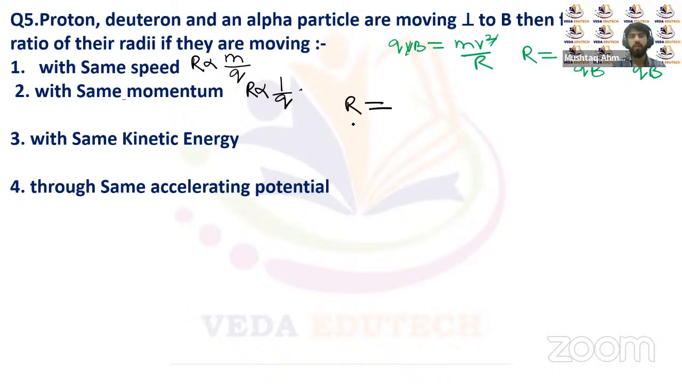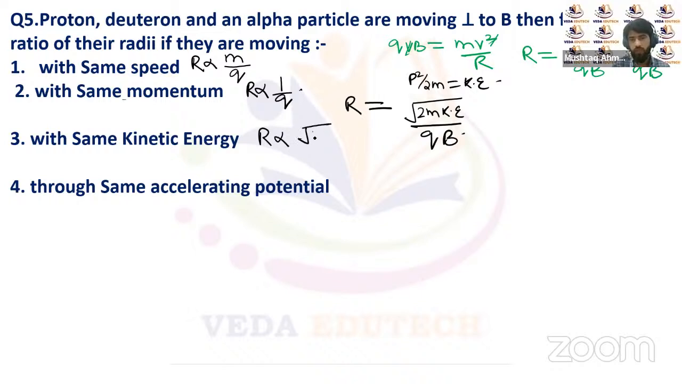We know the relation between the kinetic energy and momentum is P square upon 2m, which we can write as equal to kinetic energy, right? Now the momentum here will be under root of 2m times kinetic energy, and the radius is that divided by the charge multiplied by the magnetic field, right? Now, if the two charged particles move with the same kinetic energy, then the radius of the circular path will be proportional to under root of m upon q, right? So this will be the proportionality in that case.